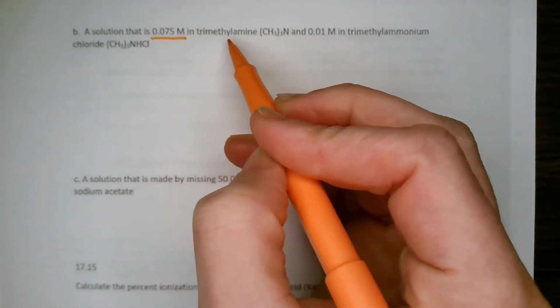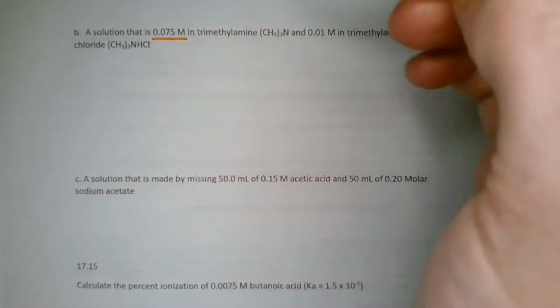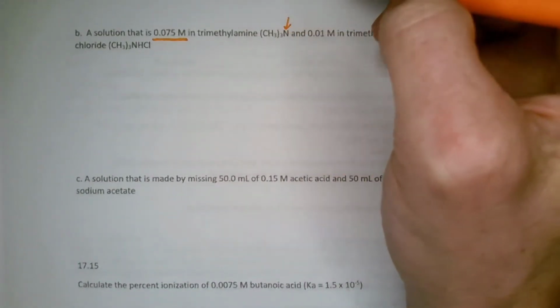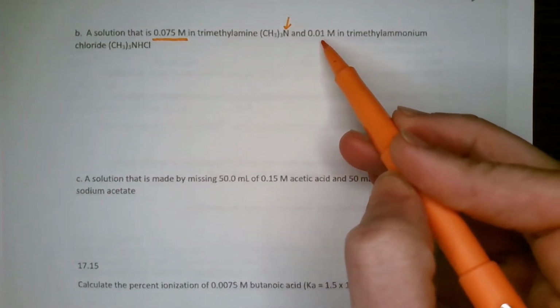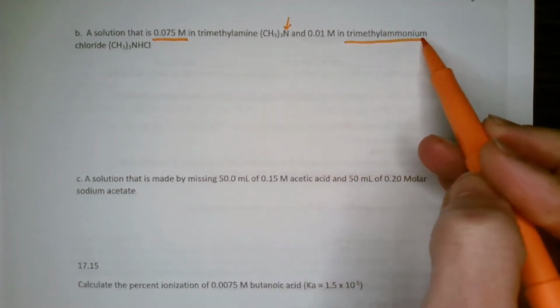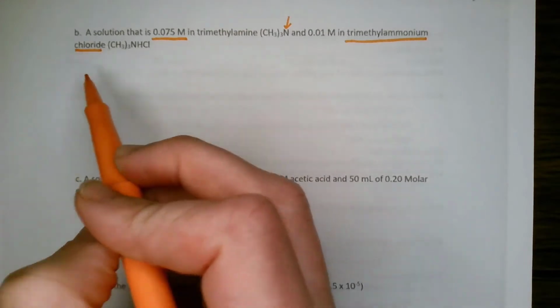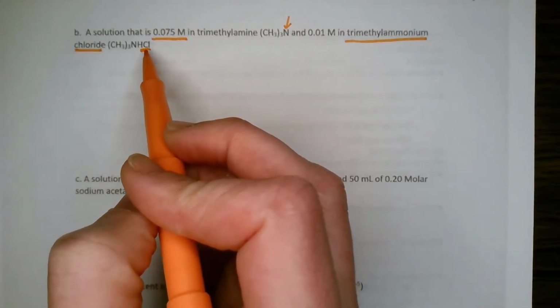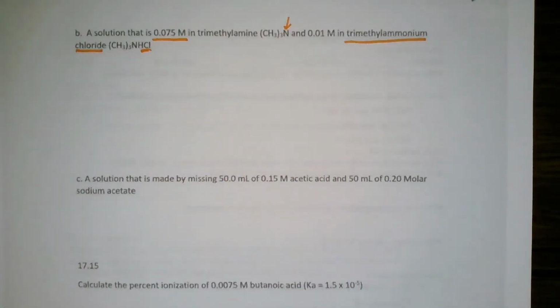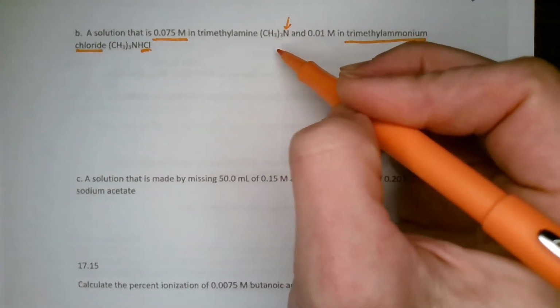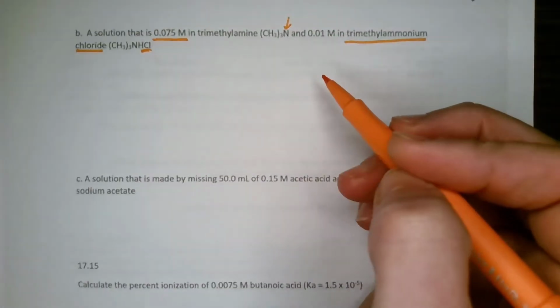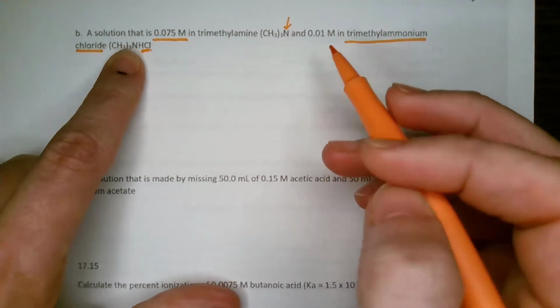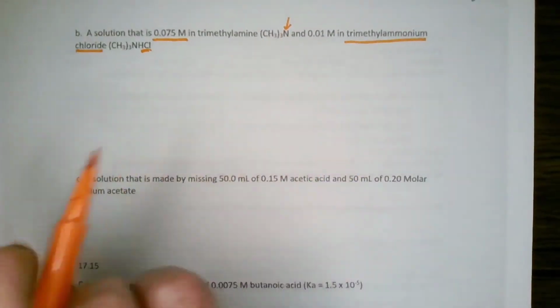Let's look at another practice problem. We have a solution that is 0.075 molar trimethylamine. Notice that we have our base here. And we have 0.01 molar trimethylammonium chloride. So I see that chloride and I think, oh, that's my salt. So we can see the part that we have in common is this trimethyl aspect. So we're looking at base chemistry here. Let's write out what we've got.